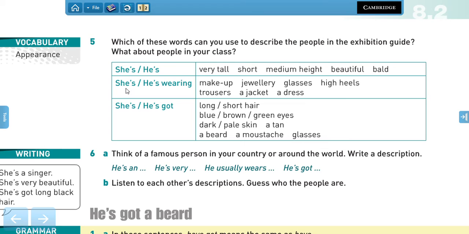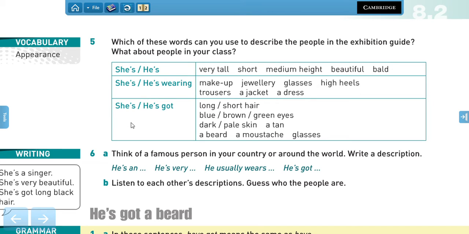Then we have the expression she's wearing or he's wearing. This one is used to talk about clothes and accessories, things you put on your body. For example, makeup. She's wearing makeup. She's wearing jewelry. He's wearing glasses. She's wearing high heels, trousers, a jacket, a dress, sneakers. Any type of clothing item or accessory that you can put on and then take off, we are going to use with the expression wearing.